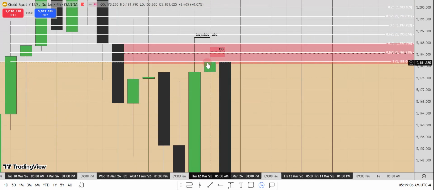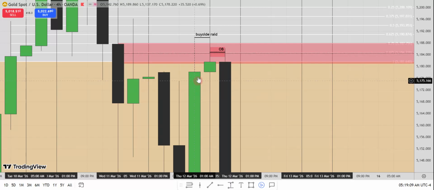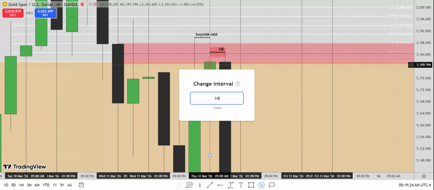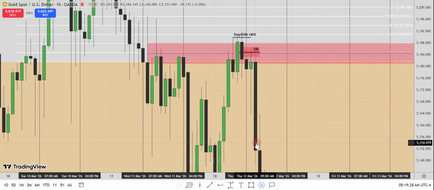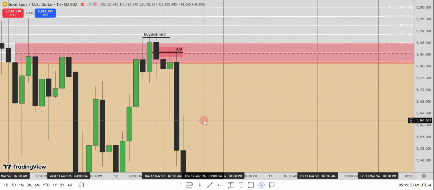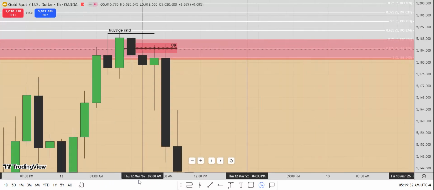4 hour closing there. Okay? This 4 hour closing just right below the high of that. So that's the first PD array that has been respected. Okay? We go to the 1 hour time frame. We're building up the trade on Thursday. How we would have traded on Thursday.